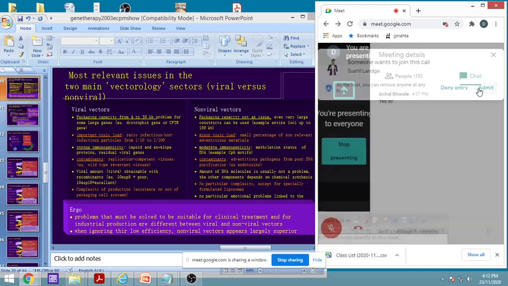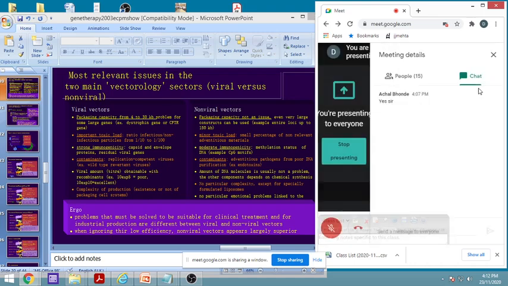Then next, contaminants. Replication competent viruses or wild type viruses may be present. If they are contaminated, they can cause very big havoc because it can result in viral infection. Here, in non-viral vectors, it can be pathogens from poor DNA purification, and some endotoxins can be there because of difficulty in purification of the non-viral vectors.